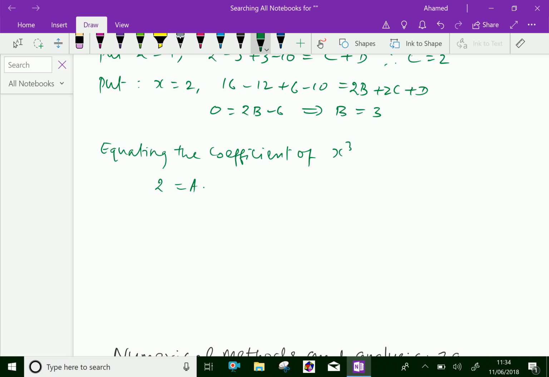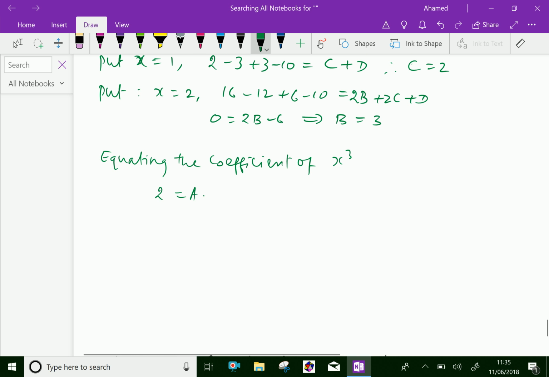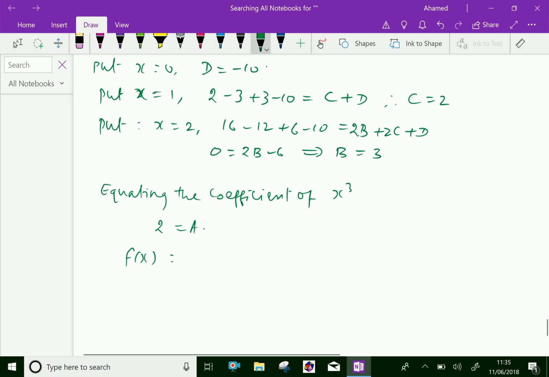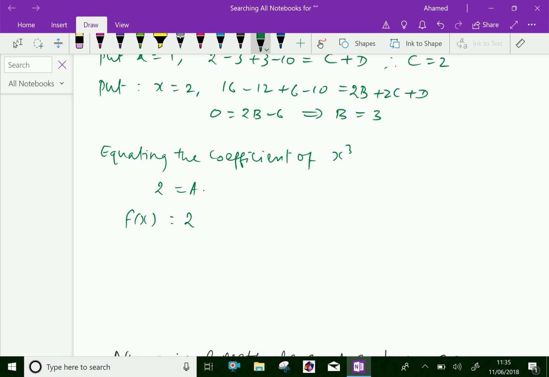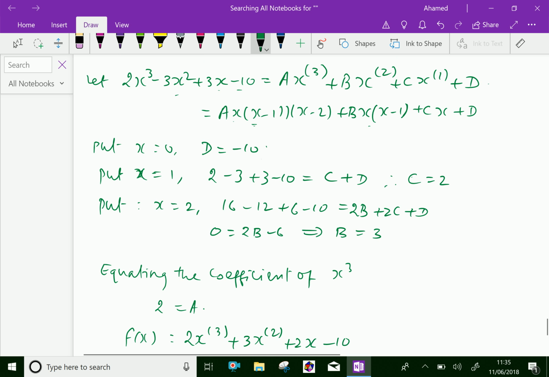Then we'll substitute. Therefore we can say f of x equal, here a equal to 2, that is 2 x power 3, and b is 3, that is 3 into x power 2, and c is 2, that is plus 2 x, and d is minus 10. So we got the polynomial factorial function regarding the given function.